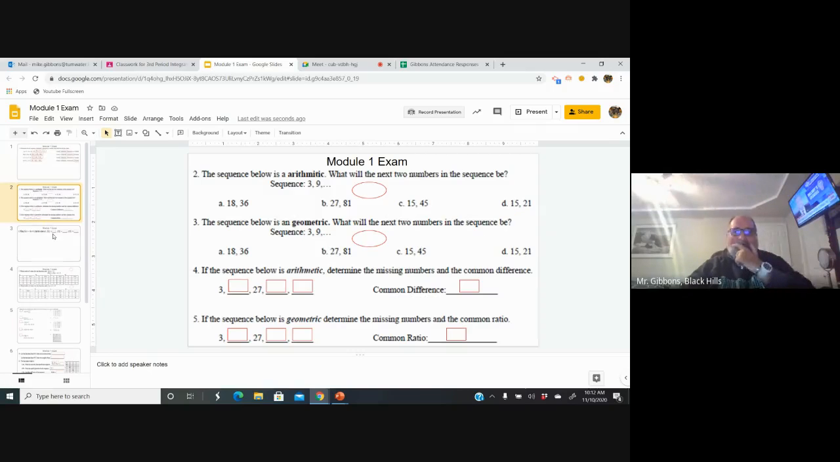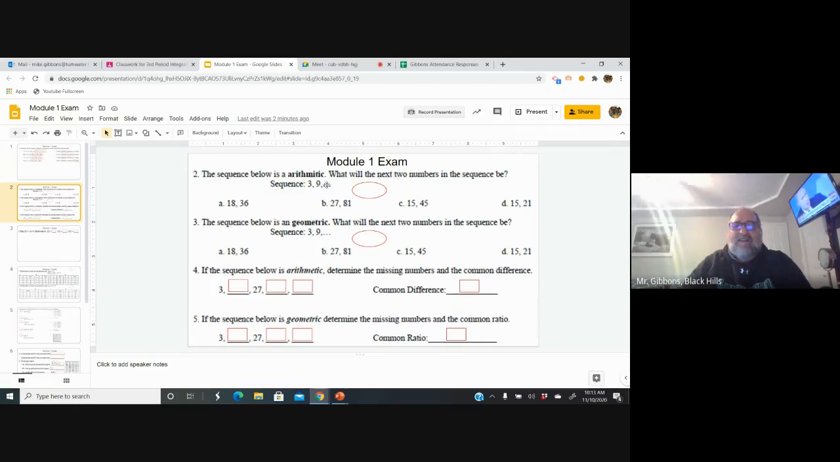Slide number 2. The sequence below is arithmetic. What will the next 2 numbers in the sequence be? If this sequence, which they only gave me 2 terms, is arithmetic, that tells me I have a common difference. So 3 goes to 9. That means we're adding. What did we add to that 3 to get 9? We added 6. So I'm going to add 6 again.